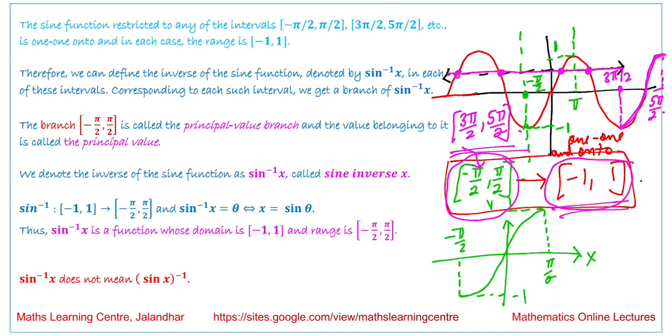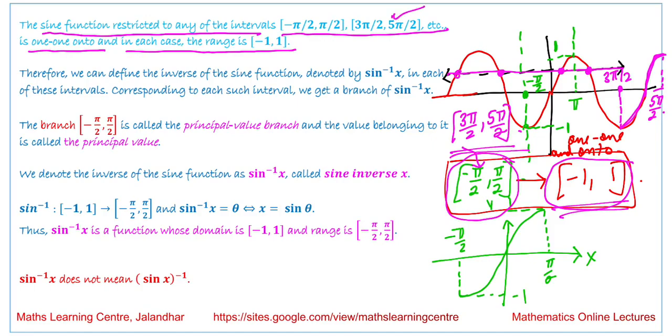So this is mentioned over here, that the sine function restricted to any of the intervals in this form is one-one and onto, in case the codomain we are taking is -1 to 1. And on these intervals we can define the inverse of sine. We can define the sine inverse of x. The inverse function is defined on these intervals, and it is written in this form.